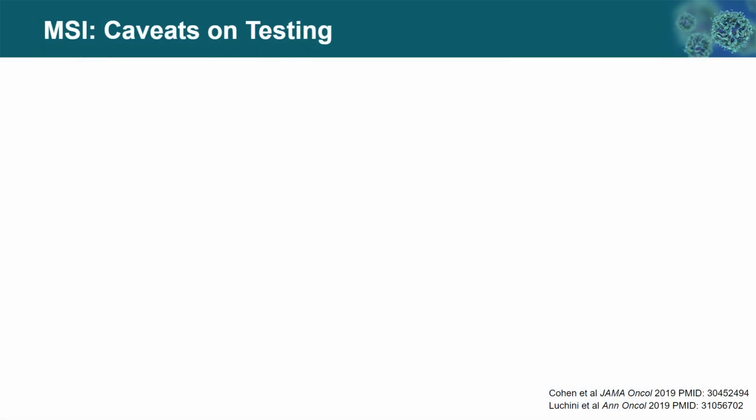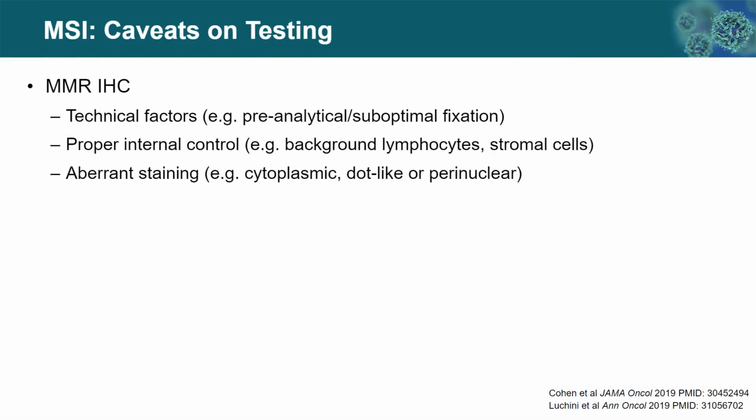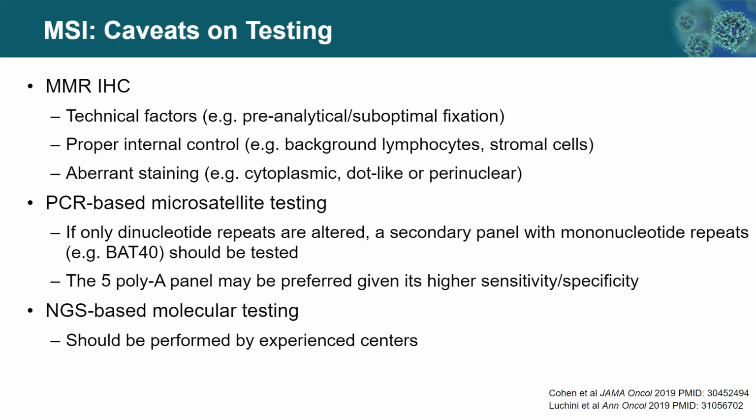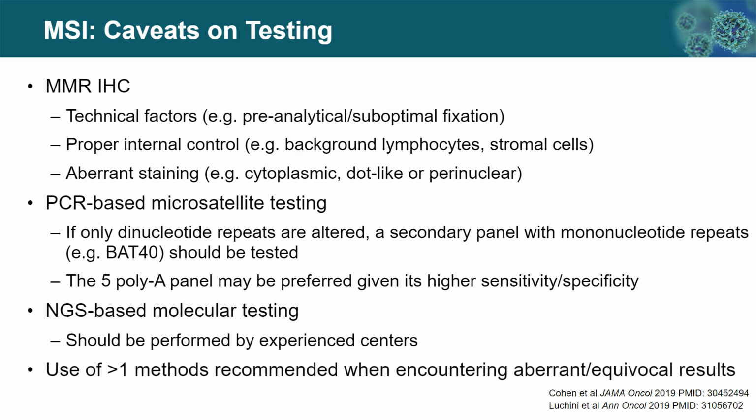In MSI testing, for the three methods, MMR immunohistochemistry, PCR-based method, and NGS-based testing, there can be caveats, including technical factors and interpretation. Use of more than one method is recommended when encountering aberrant or equivocal results in order to ascertain the correct MSI status.